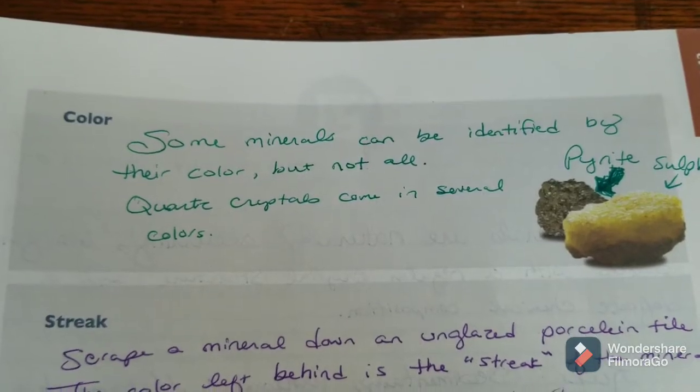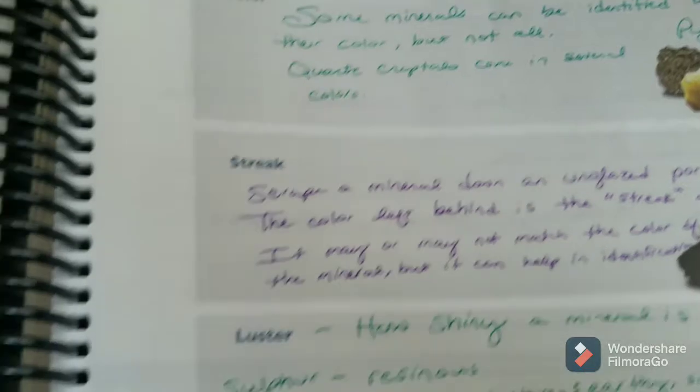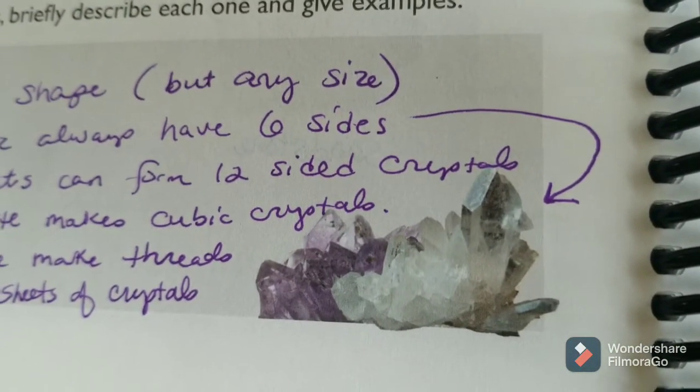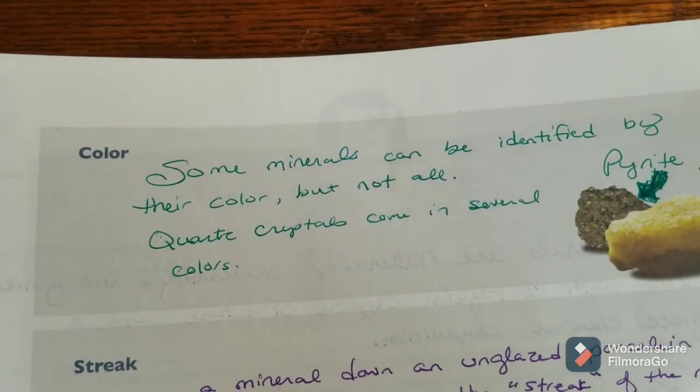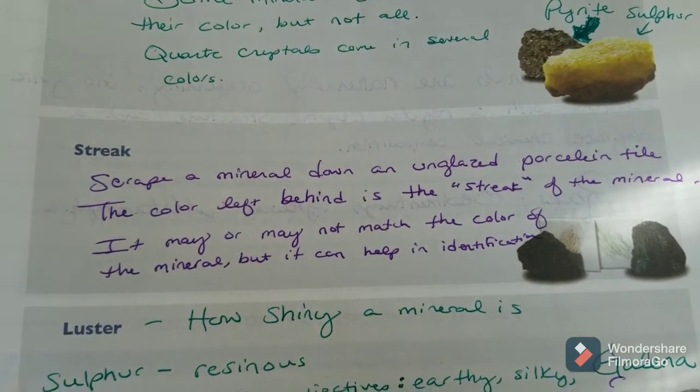So some minerals can be identified by their color, but not all. For instance, quartz crystals, like in this picture down here, can come in multiple colors. As you can see, two right there. So you may not be able to tell by its color because it might come in multiple colors. Some are always the same though.